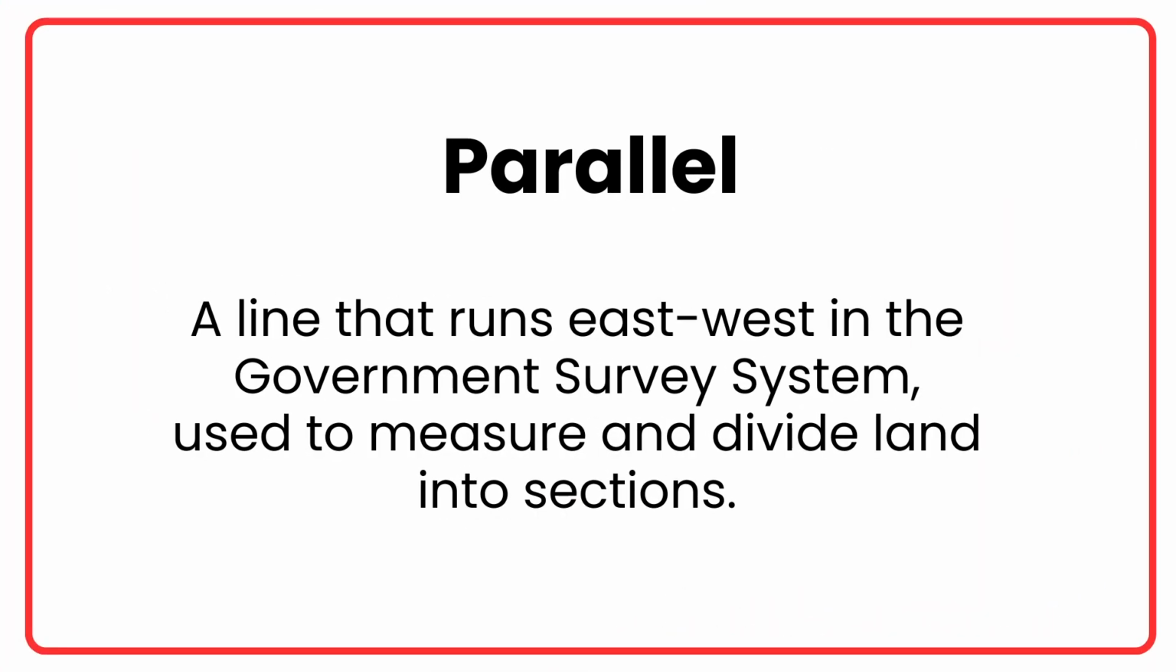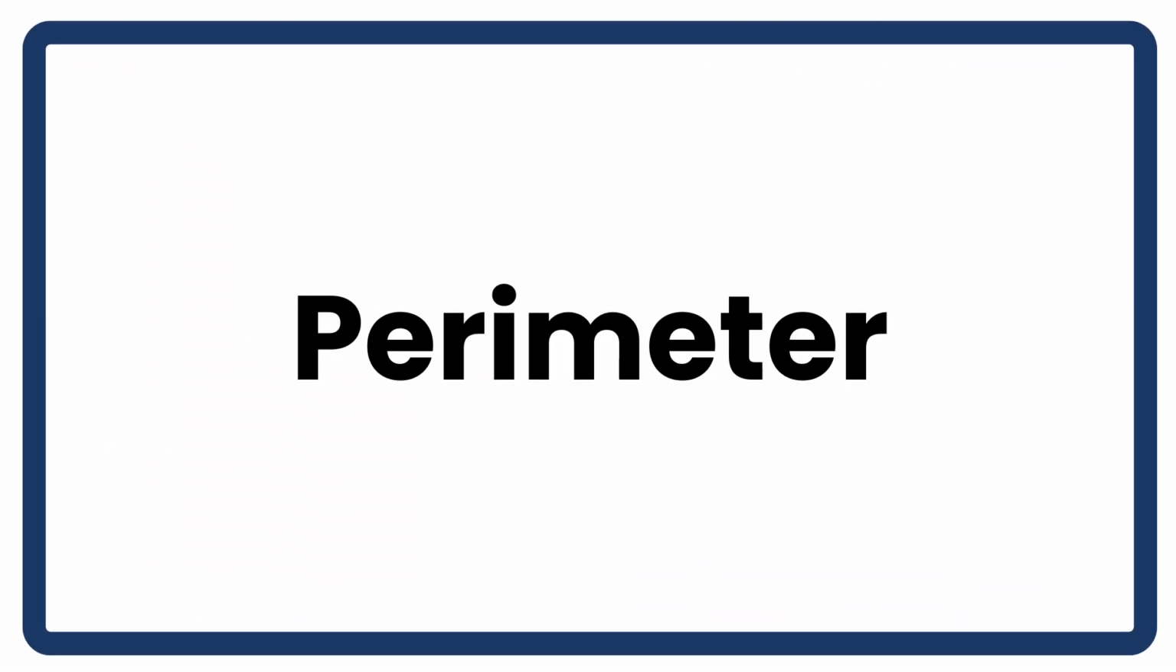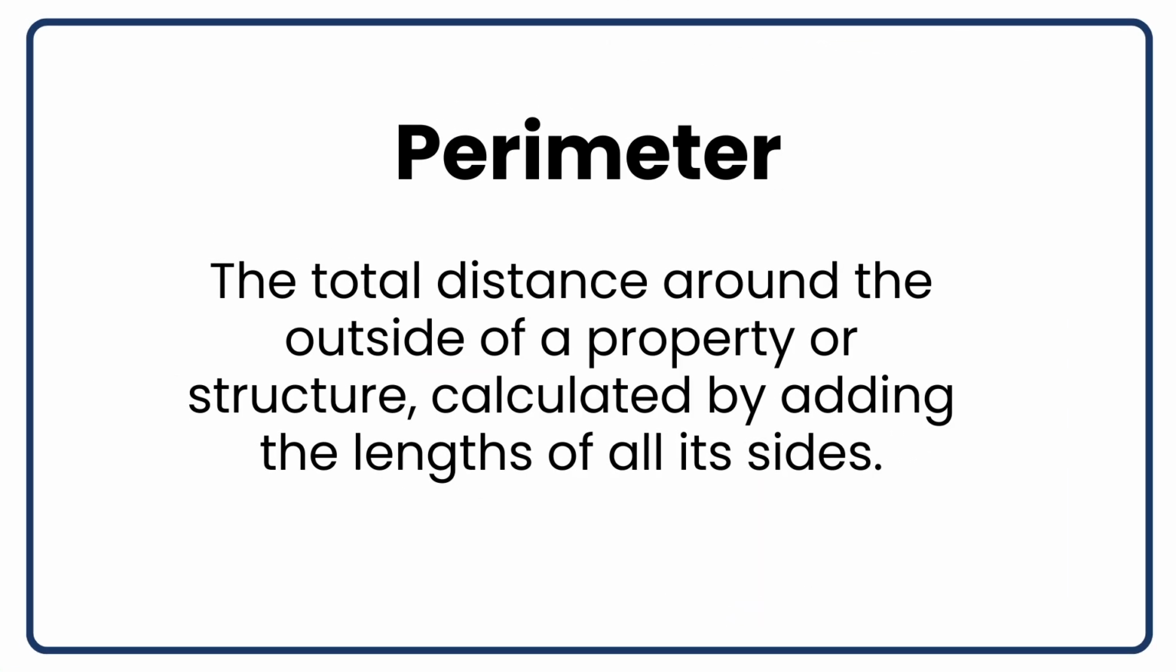Parallel. A parallel is a line that runs east-west in the government survey system used to measure and divide land into sections. Perimeter. The perimeter is the total distance around the outside of a property or structure, calculated by adding the lengths of all of its sides.